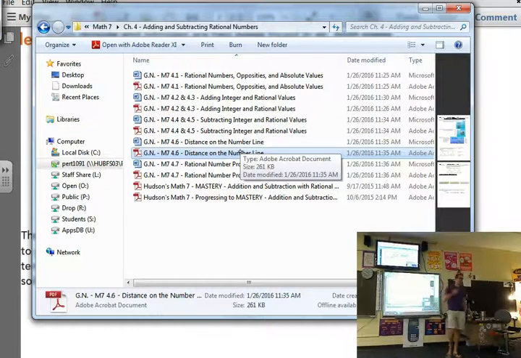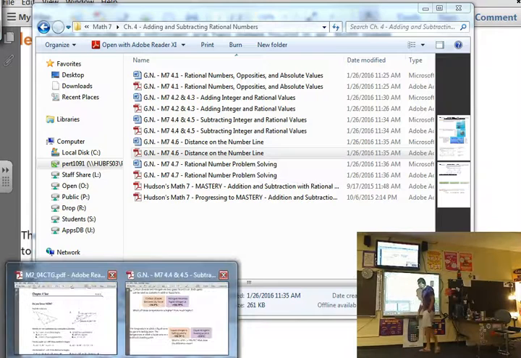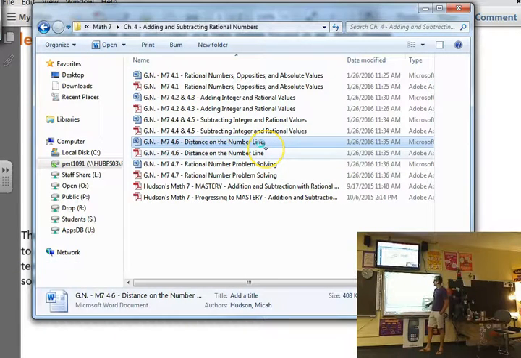So, the notes I just put in front of you deal with distance on a number line, or difference between two values, because distance on a number line is exactly the same as difference between two values.